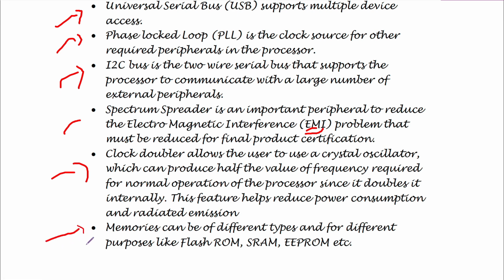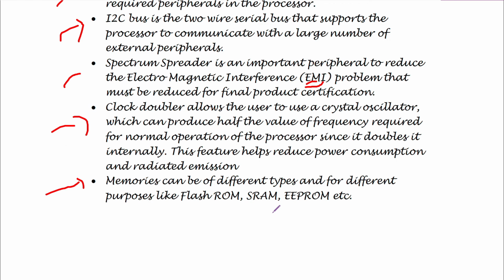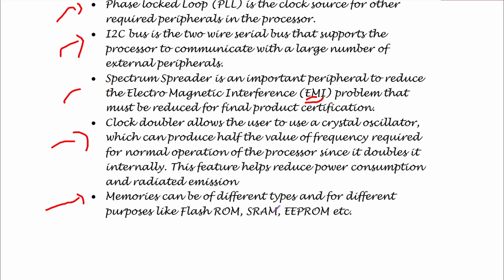Memories can be of different types. This also we have seen earlier, like flash ROM, SRAM, EEPROM, etc. for different purposes depending on whether you have to store volatile data or permanent data. So these were some of the features and attributes and functions of embedded systems.